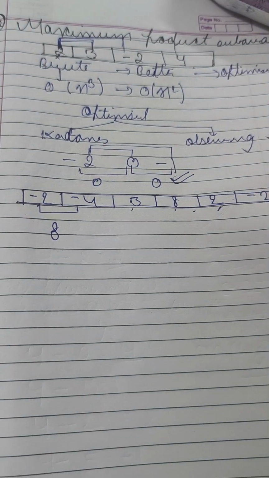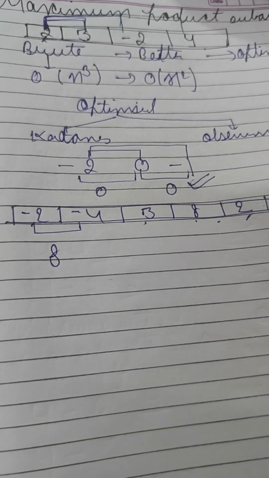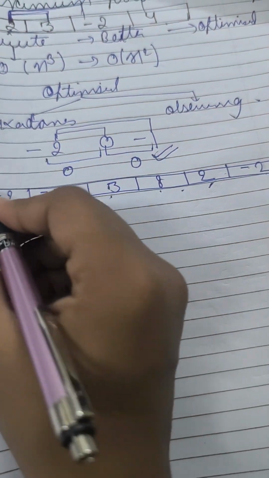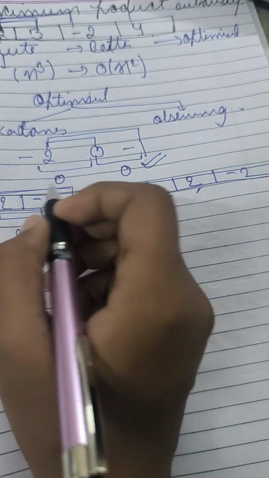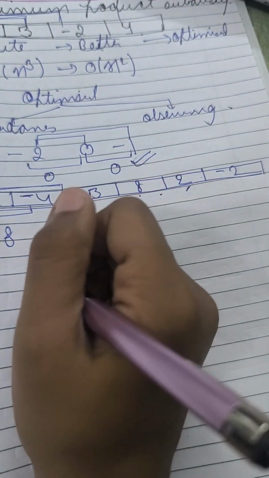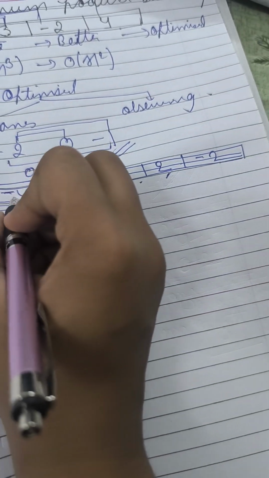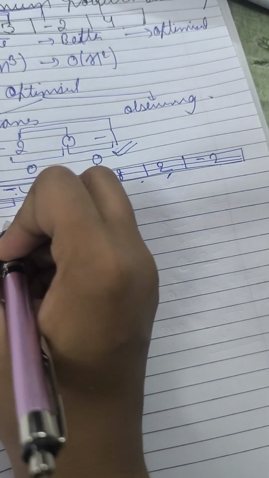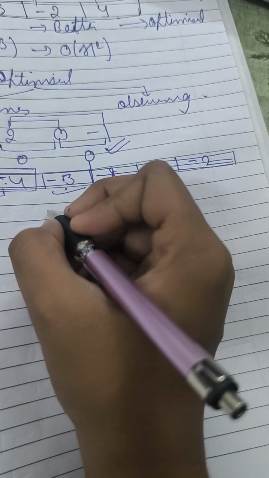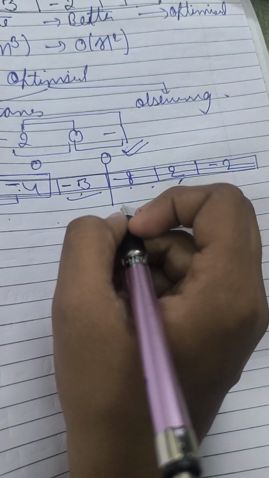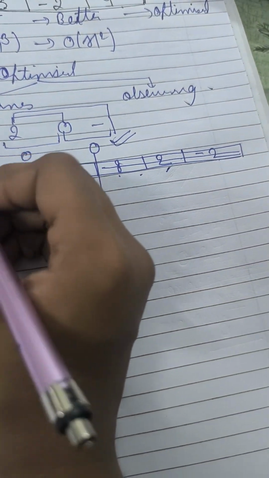So the problem is that in the product, when two numbers are there with a minus sign, then it gives a positive. And suppose only the 3-number array would have been there till this much: -2 into -4 would have given 8, and 8 into -3 would have again turned into -24. So the maximum product is going to be this one.